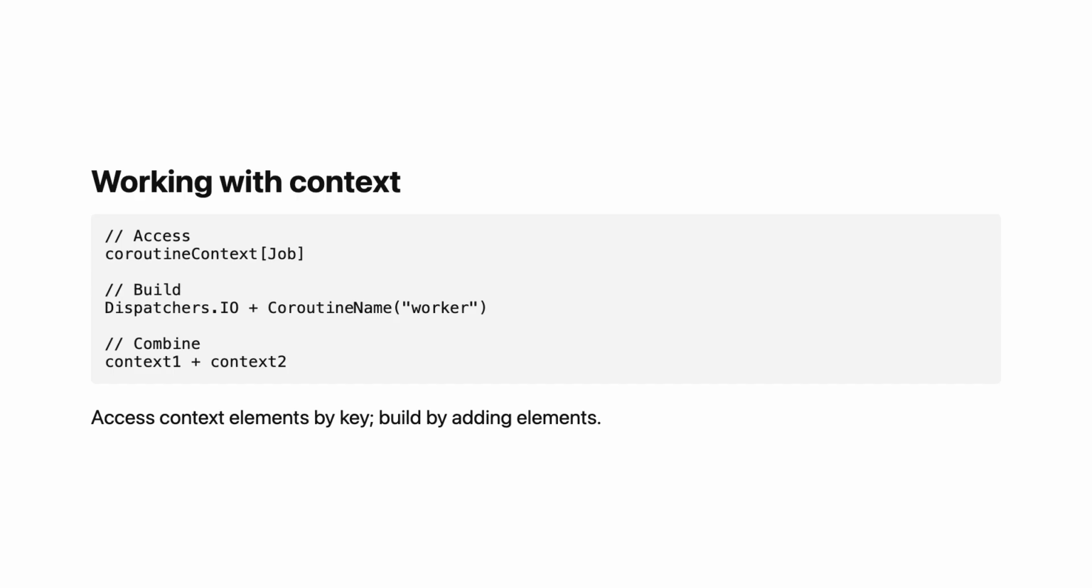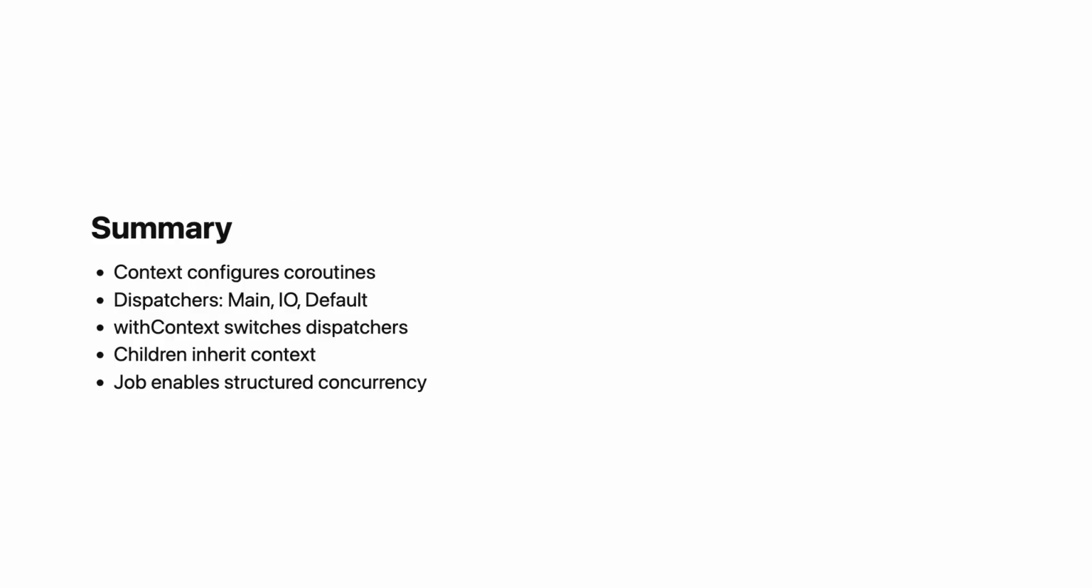Access the current context with coroutineContext inside a suspend function. val currentDispatcher = coroutineContext[ContinuationInterceptor]. Build context by adding elements. val myContext = Dispatchers.IO + CoroutineName("worker"). Context combines: context1 plus context2. If both have the same element type, the right side wins. EmptyCoroutineContext is the identity. Adding it changes nothing. Keep context building simple. Usually you just specify a dispatcher and maybe a name.